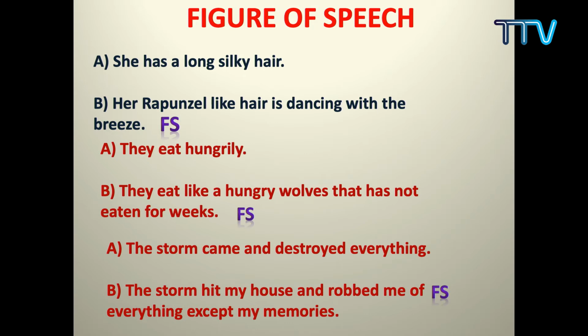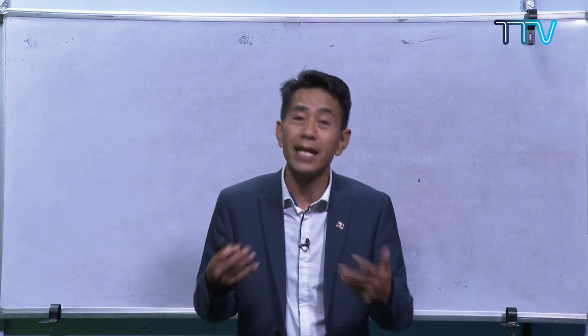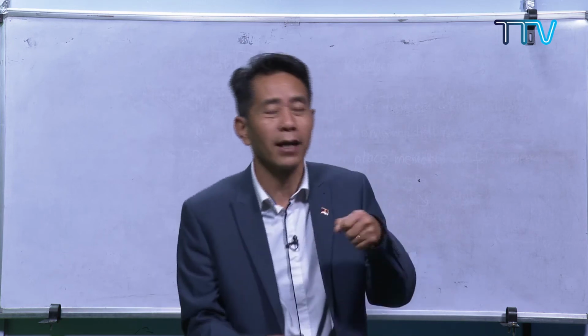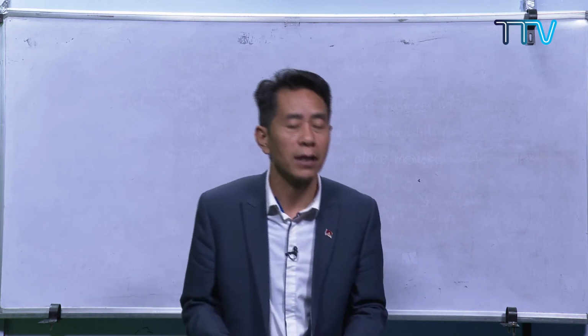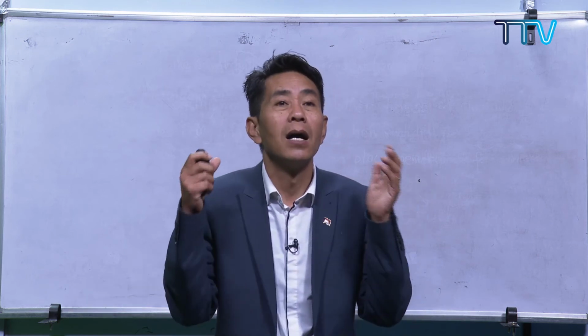The storm hit my house. The storm will not hit. And rob is the word which is related to a human being. So the storm hit my house and robbed me of everything except my memories. So here I've used personification. Do you remember last time I gave you an example of one poem by Tizitsundula? When it rains in the Ramsala, raindrops come like boxing gloves, crashing, all these things. Now these are personification. This is how you make your writing a good example of descriptive writing. Did you understand?